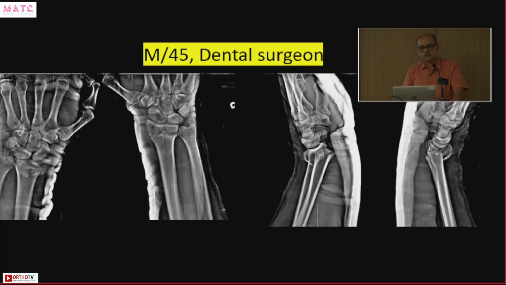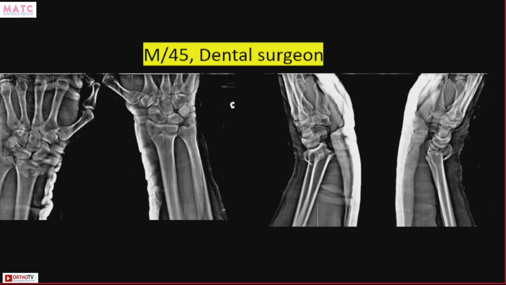Now, this patient was a 45-year-old dental surgeon who had bilateral distal radius fractures. The most important thing in treating a distal radius fracture is to analyze the X-ray properly. Take multiple X-rays if necessary. Do a CT scan. Never do an MRI in distal radius fractures in the acute setting.